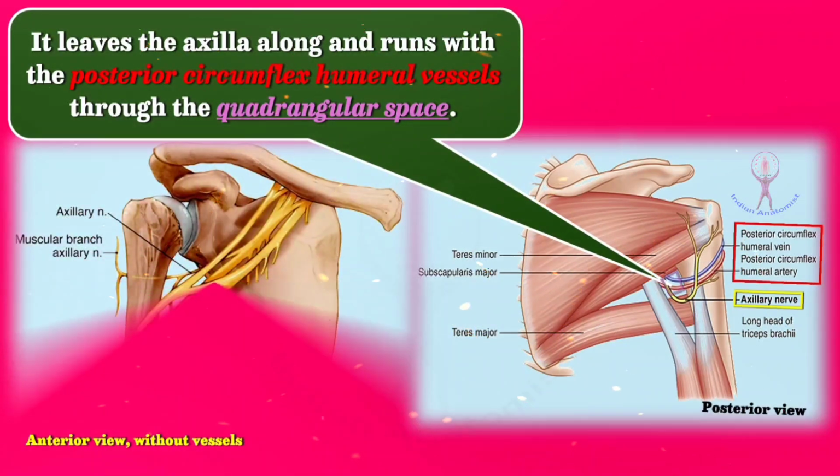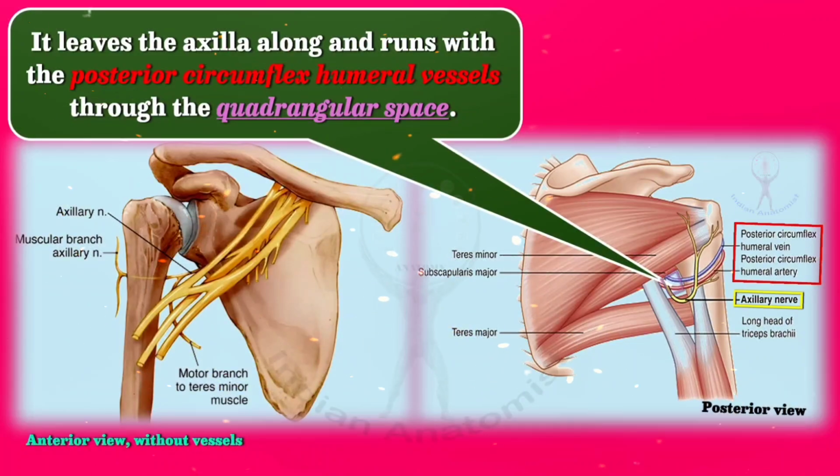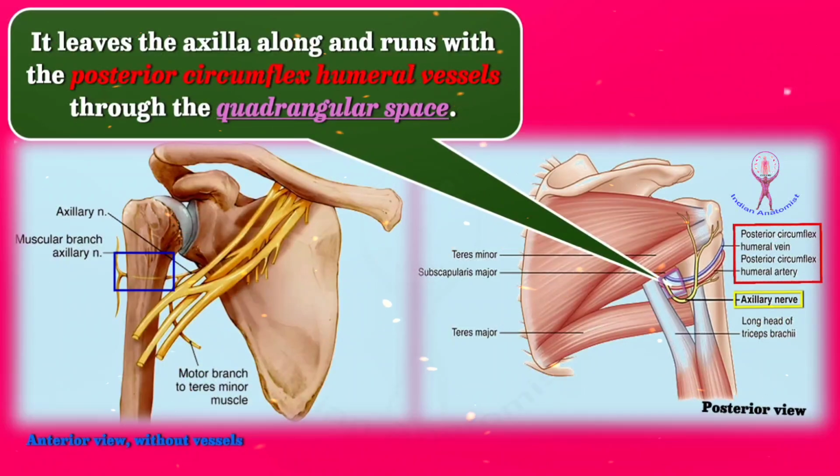Please see the illustrations given below. The anterior view shows the course of the nerve, winding around the posterior part of the surgical neck of the humerus. On the other hand, the left illustration shows the course of the nerve, coming from anterior to posterior along with the posterior circumflex humeral vessels. See the purple square, representing the quadrangular space.